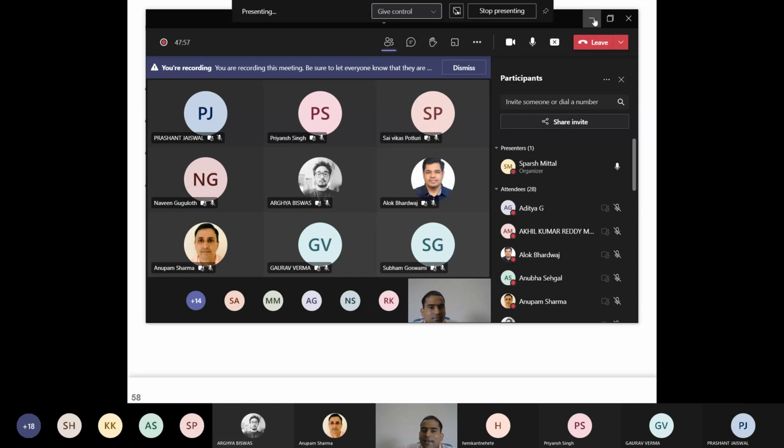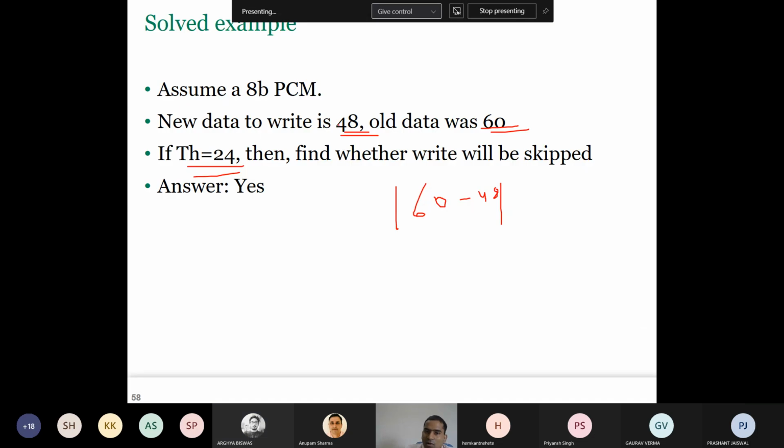Right. So that's why we can skip this write operation. Although we wanted to write 48, we don't have to have 48. 60 is fine with us. So some error is introduced, but the biggest point is we have avoided the whole write operation. We have avoided the write operation on all the 8 bits. So we are saving a significant amount of energy.